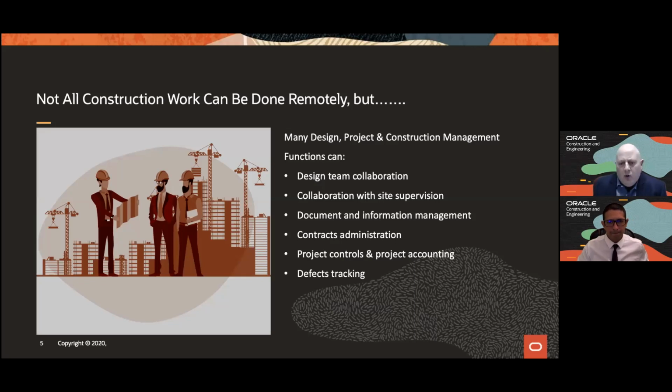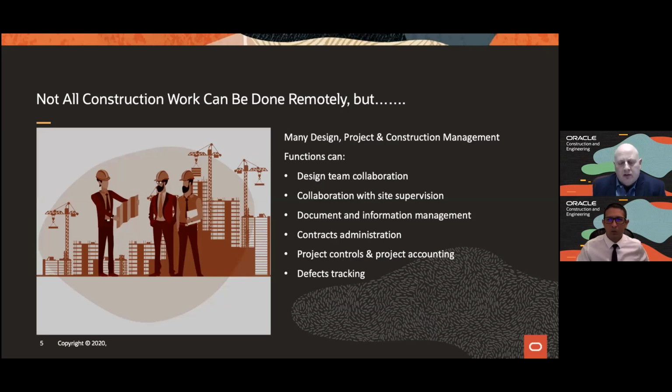And at this time of physical social distancing that's required, the more people we can physically remove off the construction site, the better for us. And hence that remote work is quite important. So what can we target for remote work?